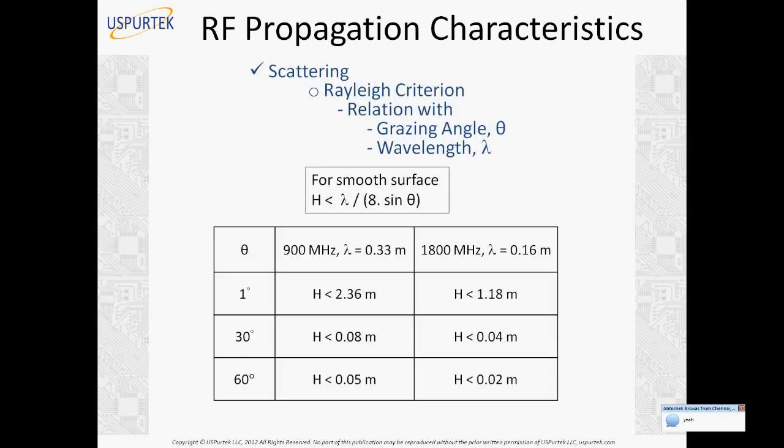So there is a relationship between the grazing angle and the frequency here, and you can see the trend. If you double the frequency from 900 megahertz to 1800 megahertz, your tolerance is only 1.18 meter. So you need a height of only 1.18 meter to make it smooth. Any object higher than 1.18 meters will make it rough. But if you increase the grazing angle, meaning you move closer to the cell tower, and you have a frequency of 1800 megahertz, any object greater than 2 centimeters will make it rough, and you will have more loss of signal power.